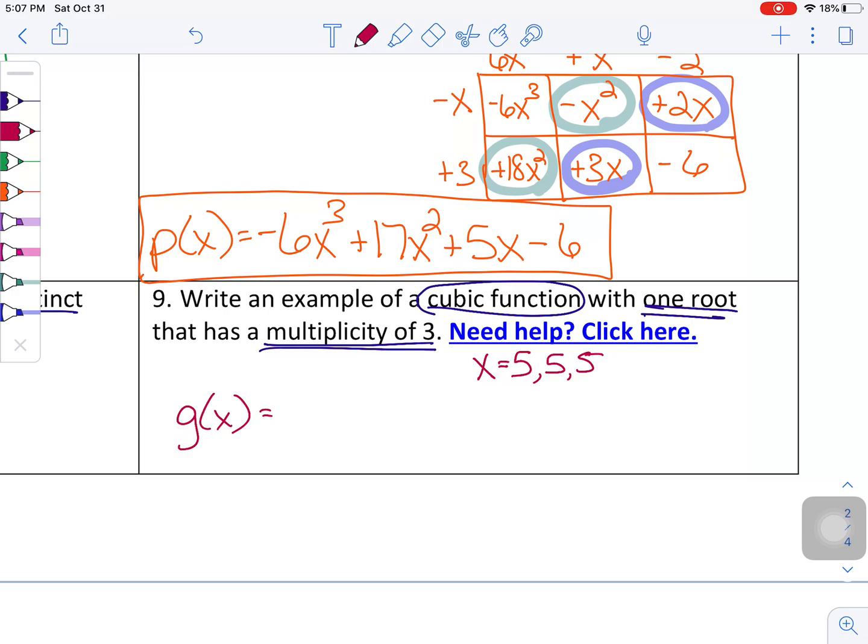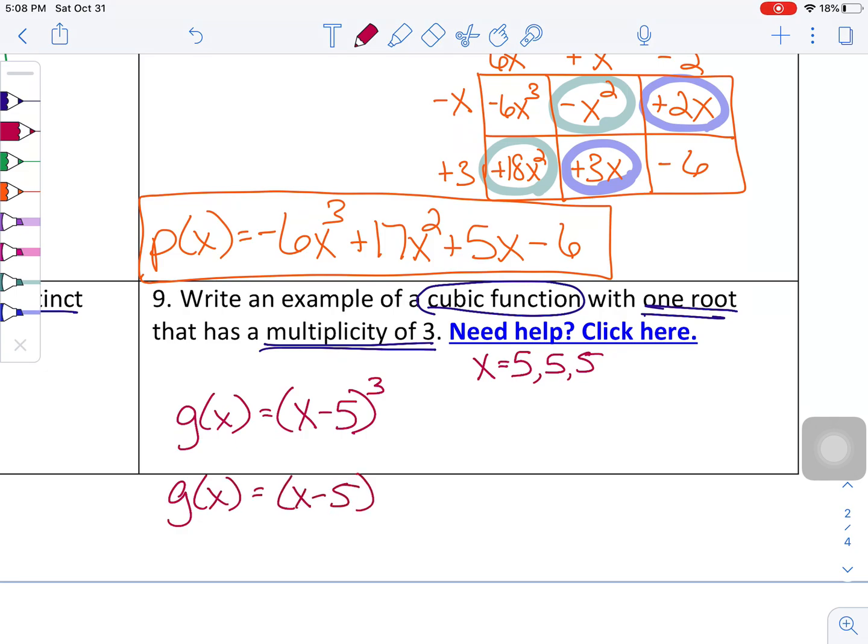If x is equal to a positive 5, the factor would be x minus 5. But because it shows up 3 times, I'm going to use the exponent of 3 to show it 3 times. You could also write g of x is equal to x minus 5 times x minus 5 times another x minus 5. And what you will notice when you do this is this number is the exact same thing as this number, is the exact same thing as that number. So that's where that multiplicity of 3 is coming from.